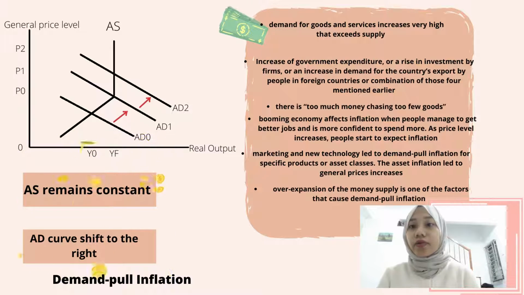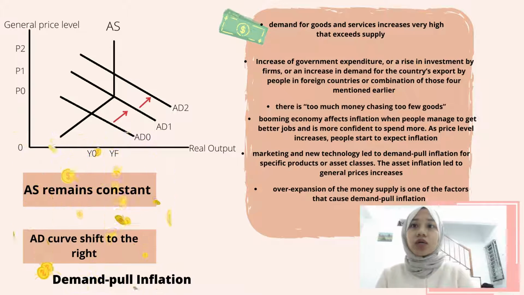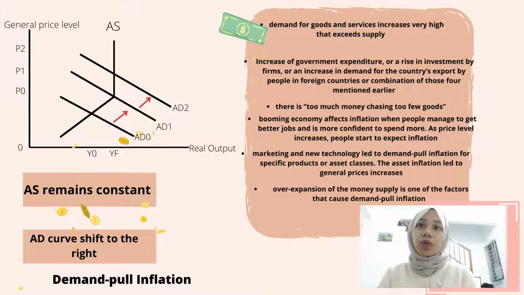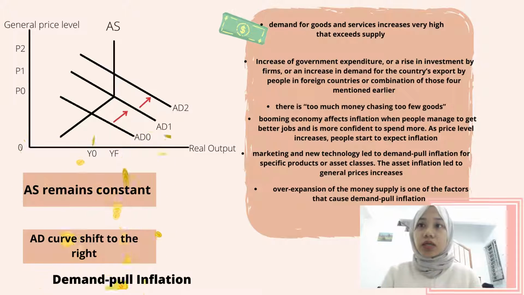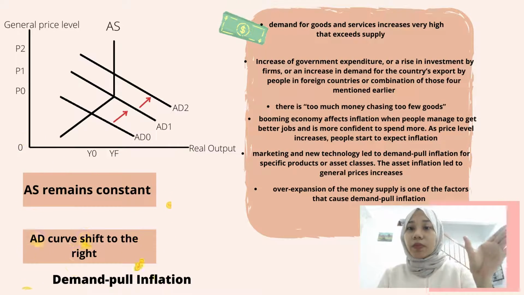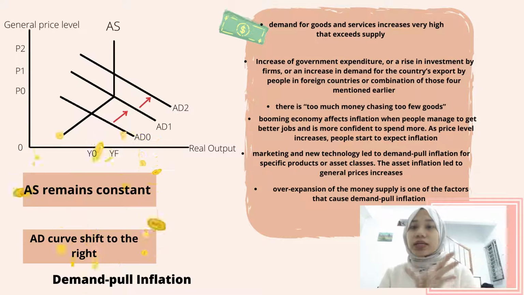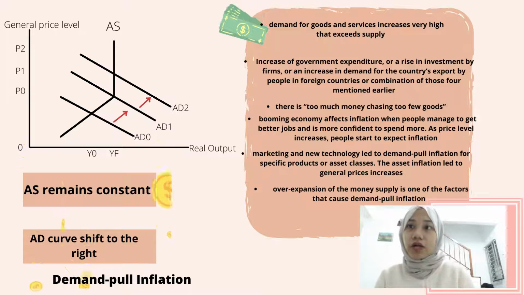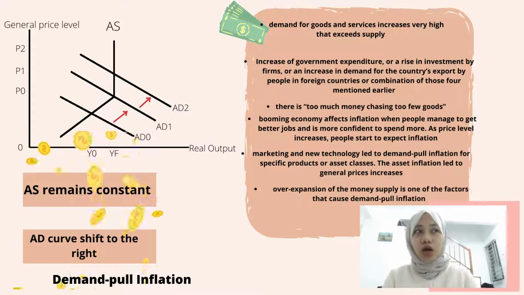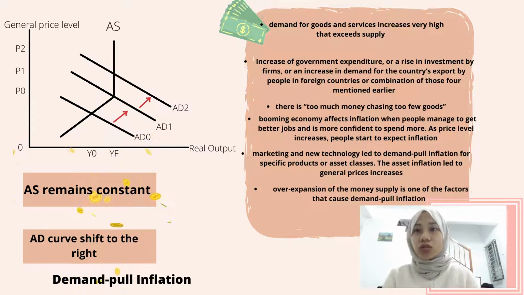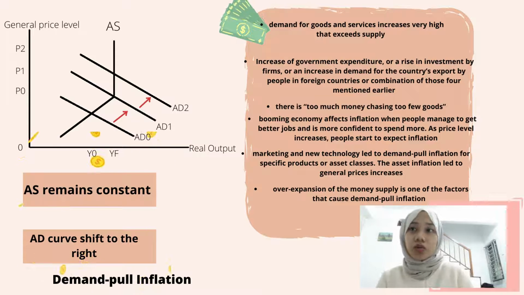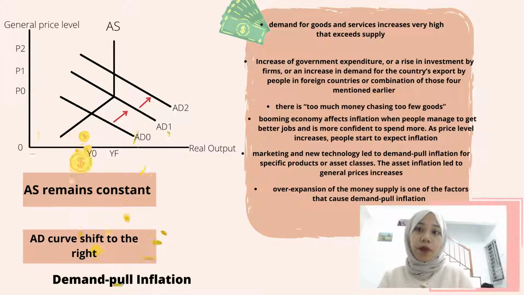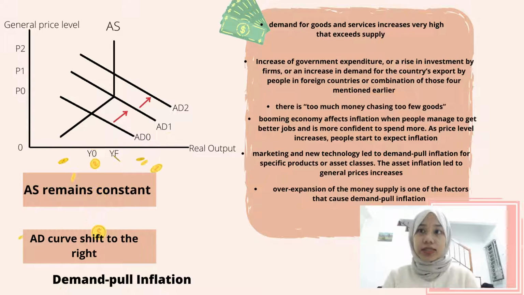Based on the diagram, you can see that the aggregate demand curve will shift to the right while aggregate supply remains constant. The important thing to note and to remember is demand pull inflation is too much money chasing too few goods. A booming economy affects inflation when people manage to get better jobs and are more confident to spend more. As price level increases, people start to expect inflation. It makes consumers spend more to avoid future price increases.